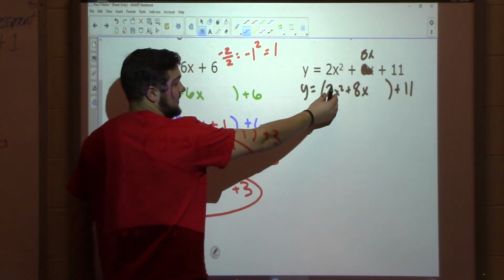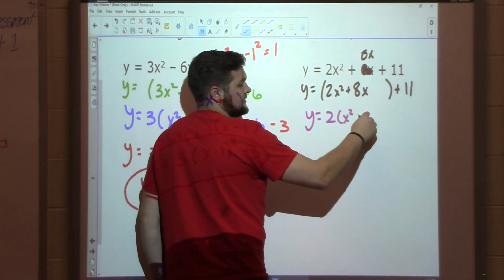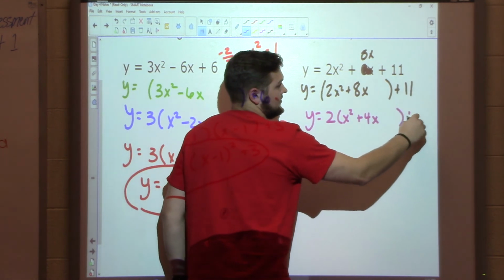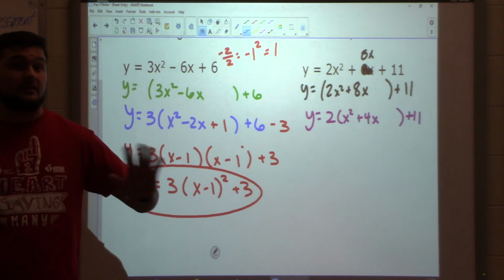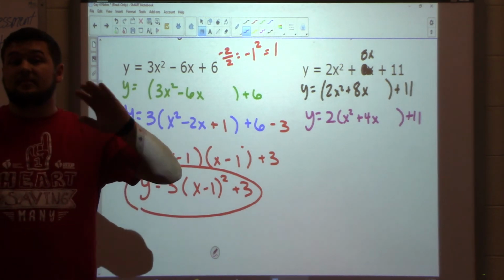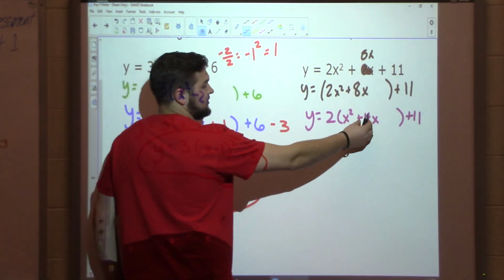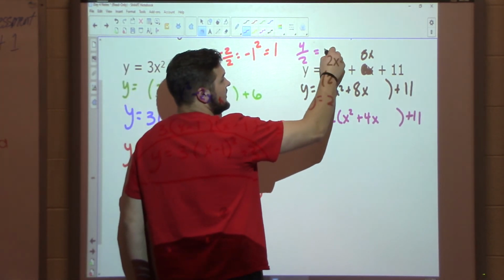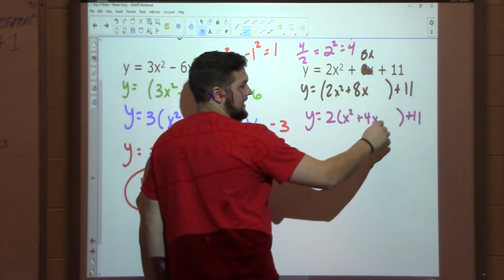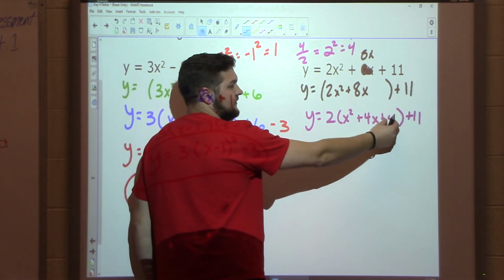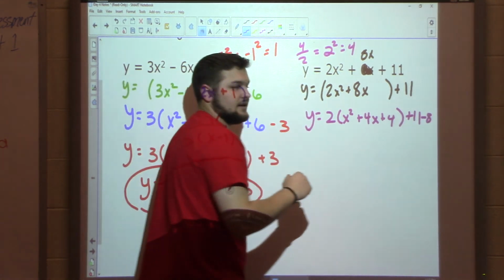Well, I'm going to take a 2 out, so I want that x squared to have a 1 in front of it, right? So y equals 2 times x squared plus 4x, plus 11. Okay. We good with where we're at? What is my next step from here? Divide your b term. Good. So our b term is 4. 4 divided by 2 is 2. I square that, I get 4. So I'm adding 4 on the inside, but I'm doing 4 times 2, which is 8, and that's what I'm subtracting on the outside.